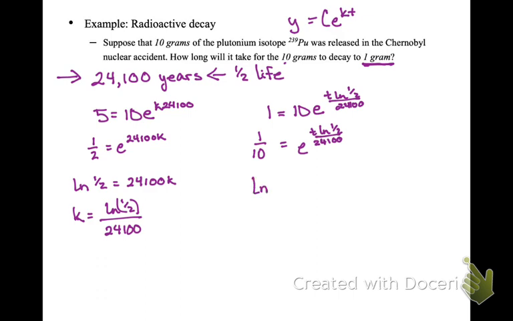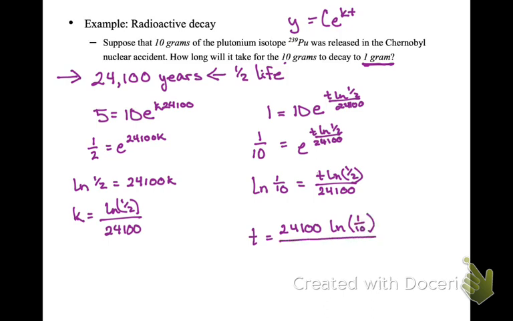So the natural log of 1/10 equals t, the natural log of 1/2 over 24,100. So then I'm going to multiply by the reciprocal. So t equals 24,100 natural log of 1/10 divided by the natural log of 1 over 2.